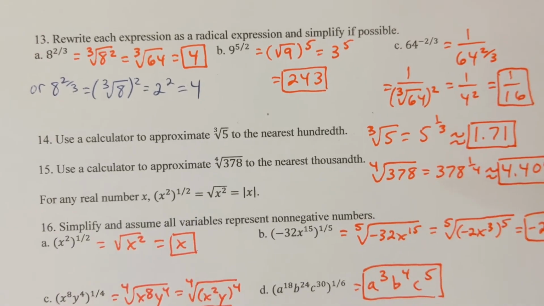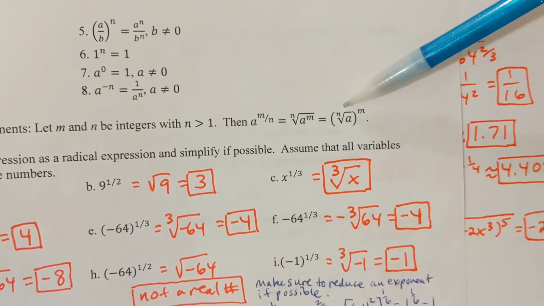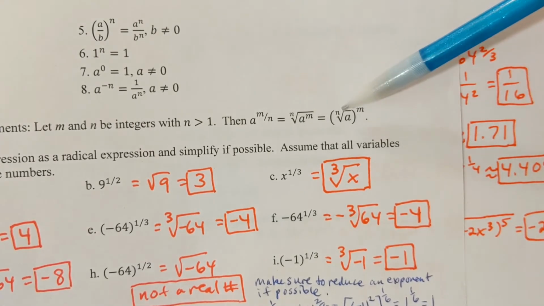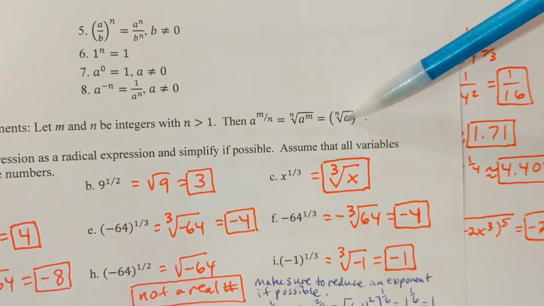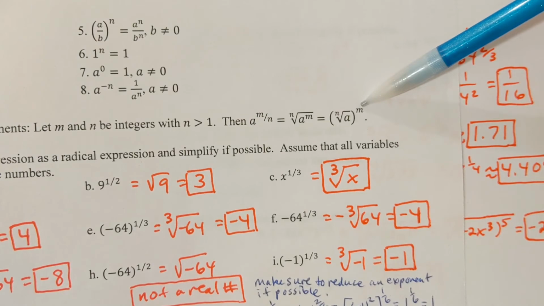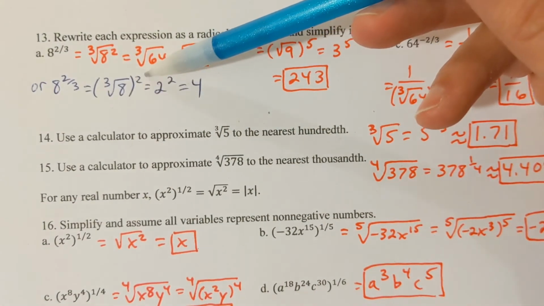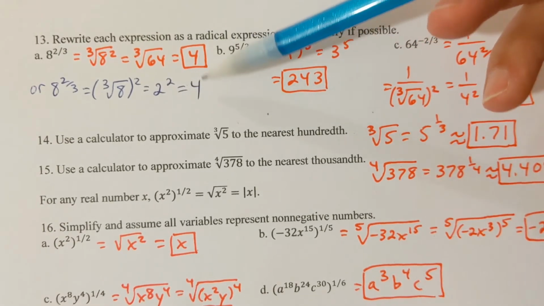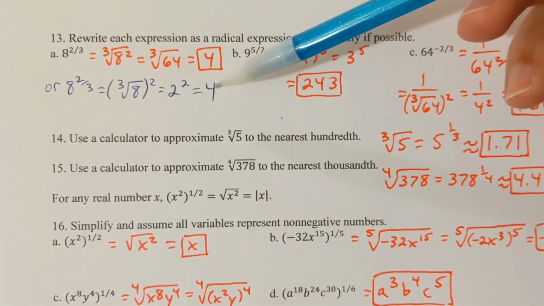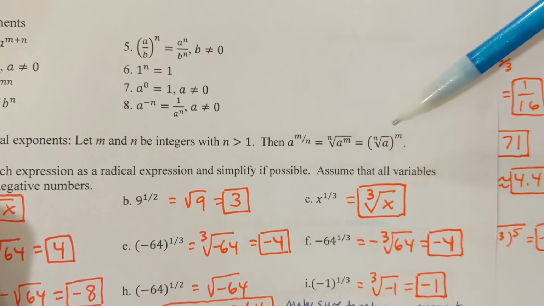Another way that you could have worked this problem is you could have used the alternate form here. M is 2, N is 3, and so I could have found the cube root of 8 first, and then raised that number to the second power. The cube root of 8 is 2, and 2 squared is 4. So either way, I still get the same number. It wouldn't really matter which form I used in this problem. In general, you always get the same answer.